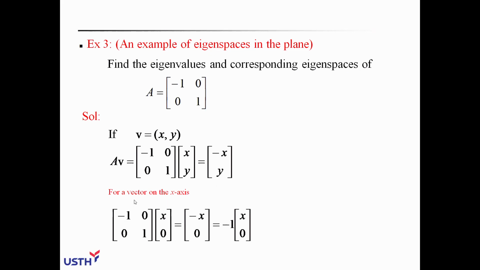Now, for a vector on the x-axis, we have that one. X-axis means it has coordinates (x, 0). We multiply it with the matrix A, and we get minus 1 times (x, 0). So with that, we get eigenvalue lambda 1 equal minus 1. And that is one eigenvector. Suppose that x is non-zero, because the eigenvector needs to be a non-zero vector. So if you consider the eigenvector, x must be non-zero.